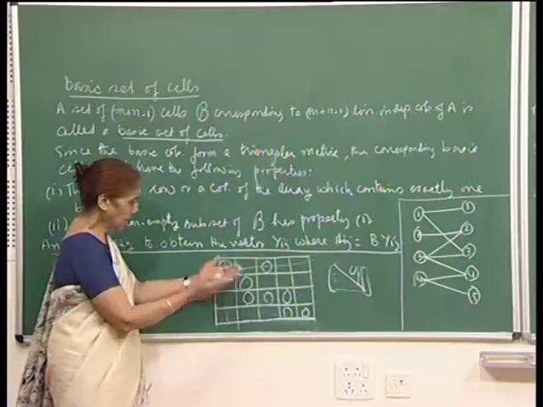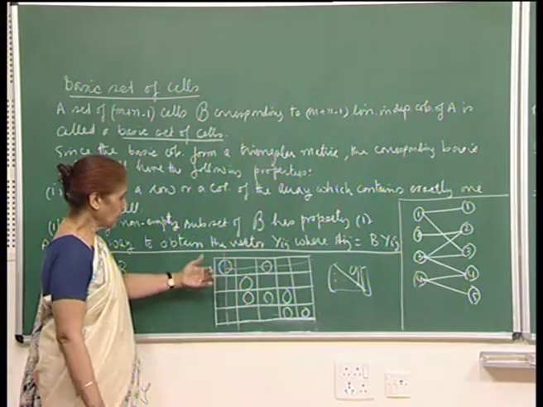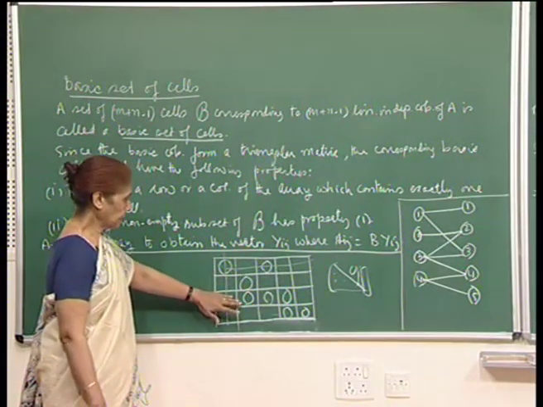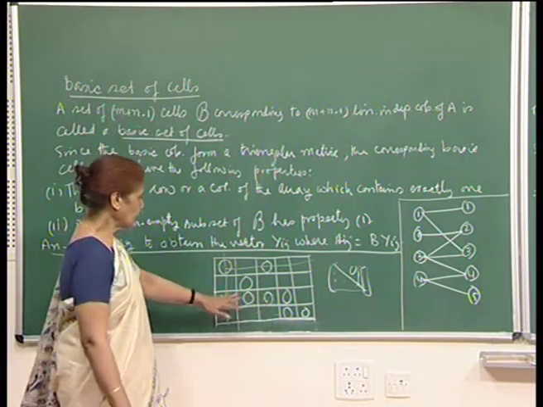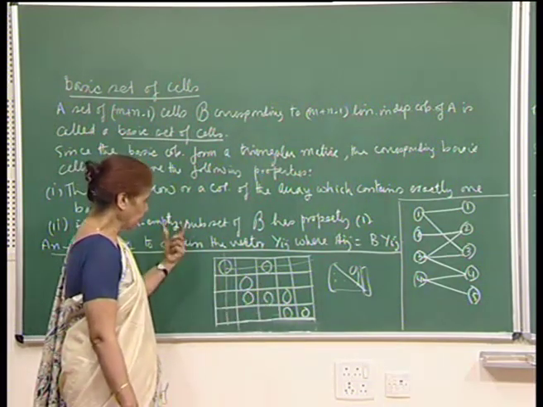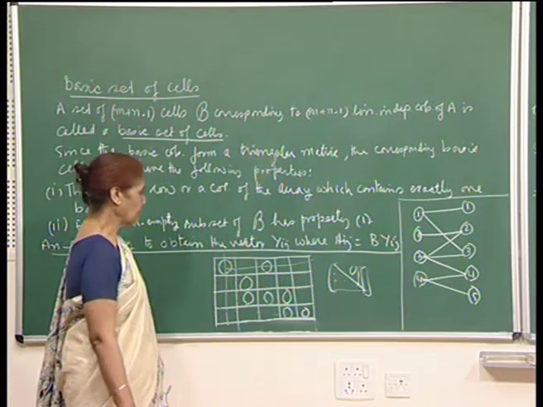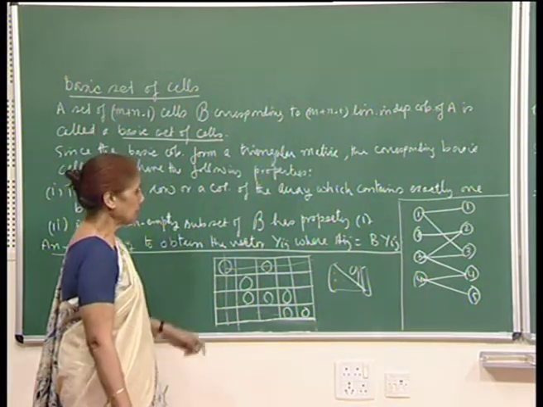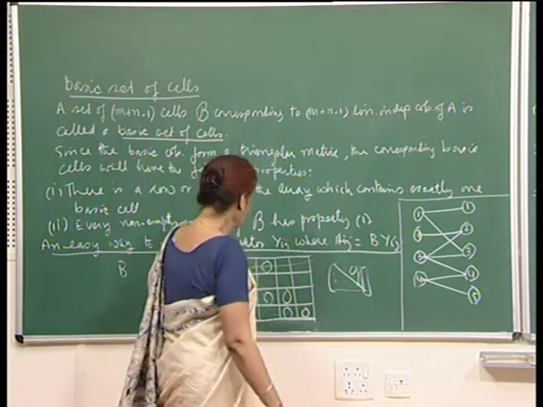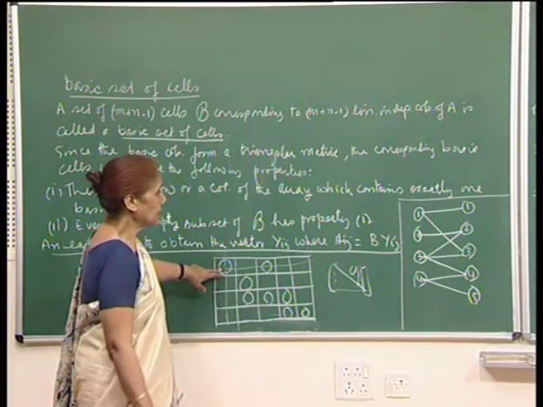So, however you try it out, there will always be a subset of the basic set of cells such that only one of them is present in either a row or a column. So, this is the triangular property. The second property is that this has to be present in every row and every column.